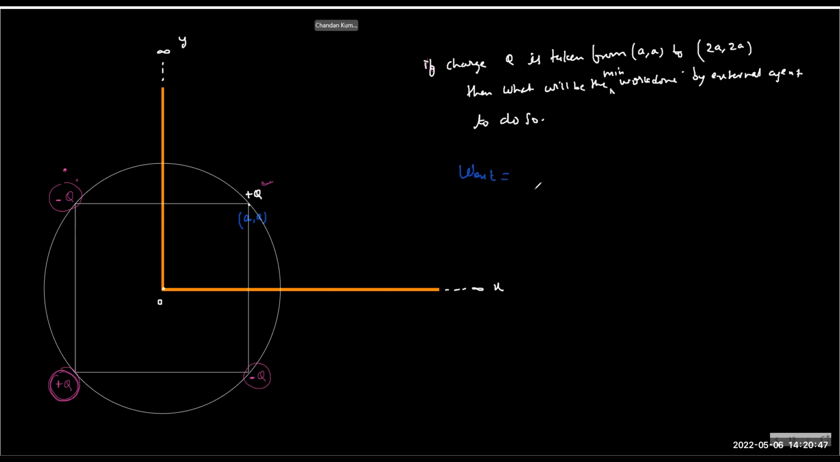So you need to find the mutual potential energy of the system. So you will find the final and initial, but the work will be how much? By 2 or by 4 or by 1?